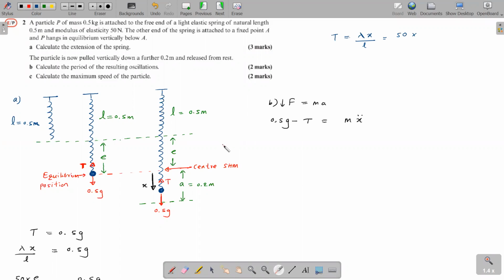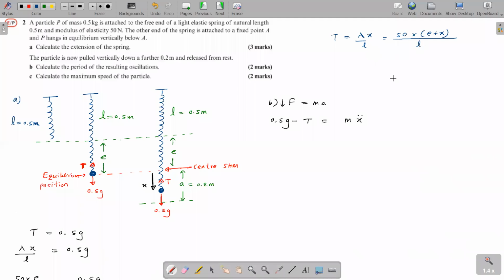The extension, I have told you several times now, the x here does not represent the same x we have marked in the SHM. The x here represents how much the spring has stretched beyond its natural length. So beyond the natural length, how much has it stretched out? E plus this x. So that's really important. So it's E plus x divided by natural length.